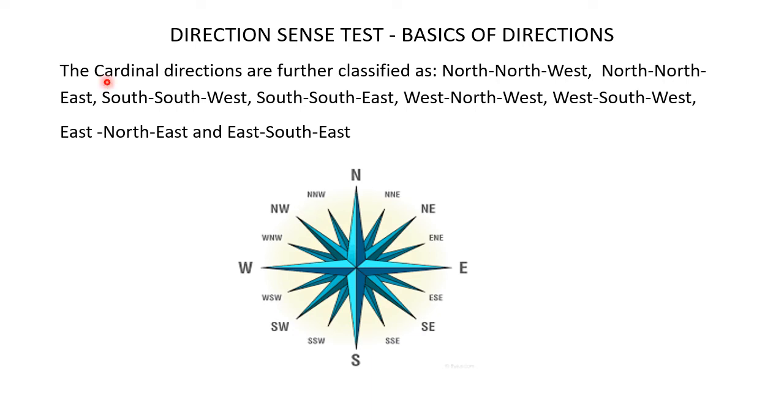The cardinal directions are further classified as north-northwest, north-northeast, south-southwest, south-southeast, west-northwest, west-southwest, east-northeast, and east-southeast. These directions are represented in the diagram here.